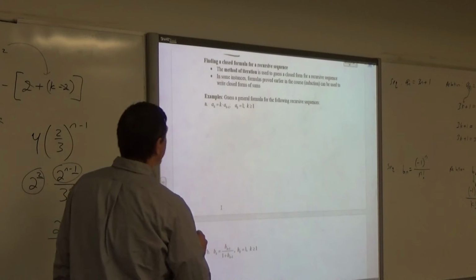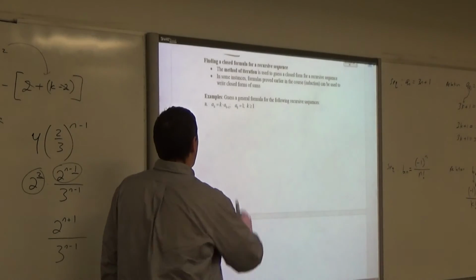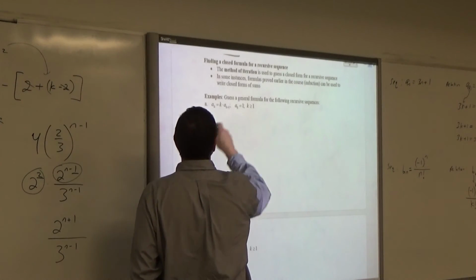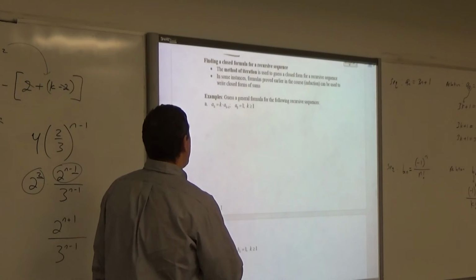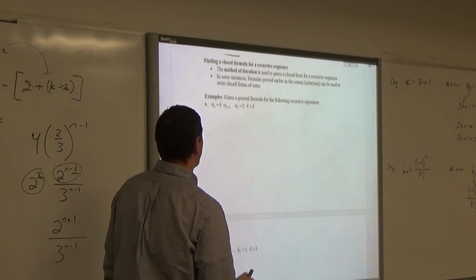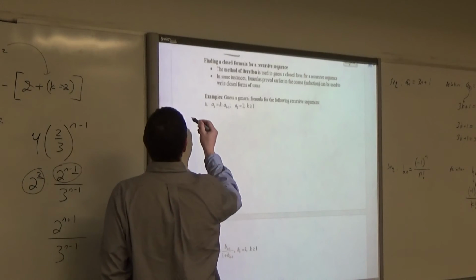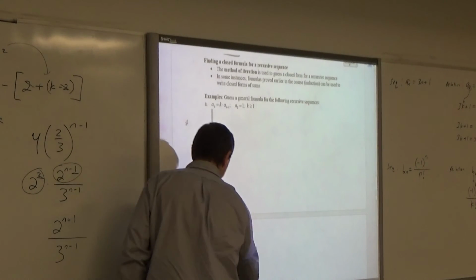So let's start off with one that's pretty easy, okay? So we have this recursive relationship. a sub k equals k times a sub k minus 1, a sub 0 is 1, and k is bigger than or equal to 1. Okay, so let's just start writing out the iterations for this.